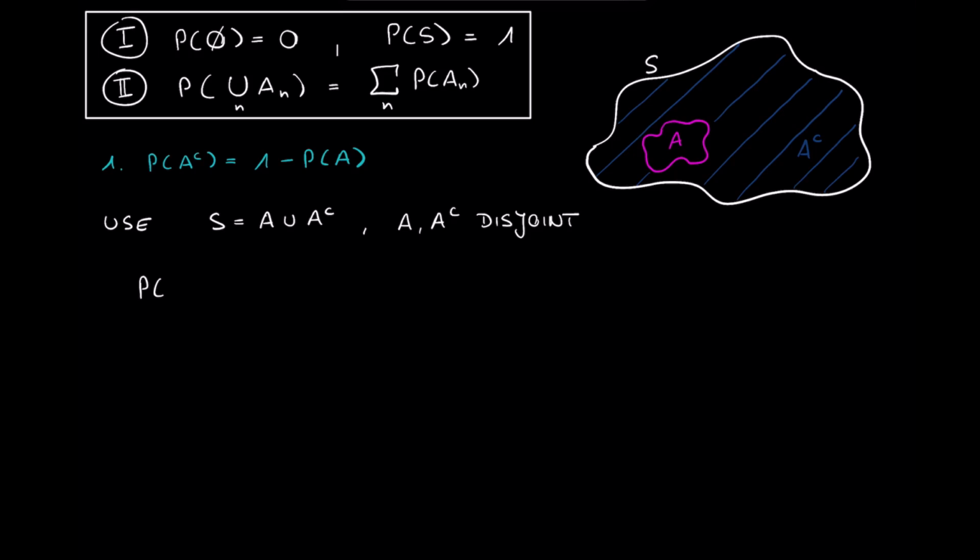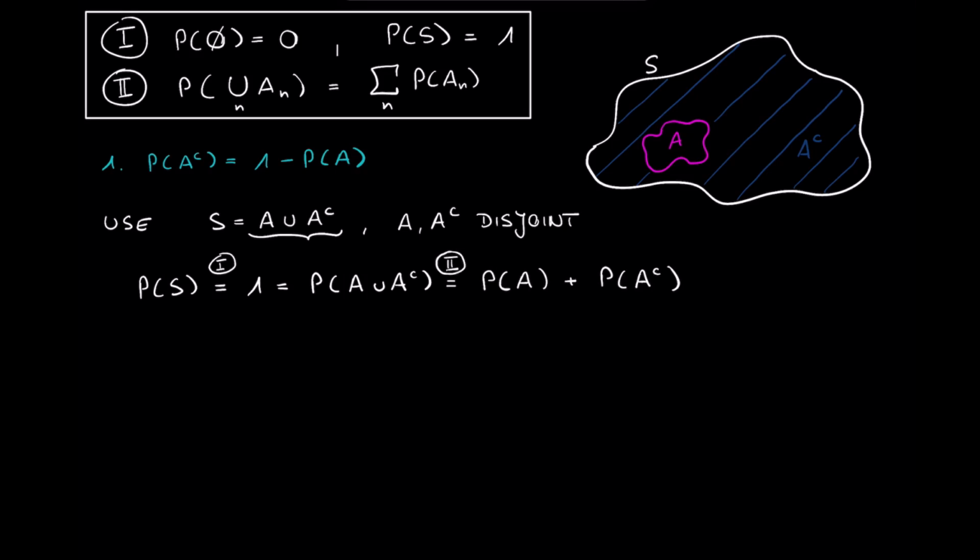We invoke the first rule, which gives us the probability 1 for the whole sample space. Then, we use rule 2 to compute the probability of the union from the two separate ones. We just need to rearrange for the probability of the complement of A and get our result. This can of course also be done for the probability of A.